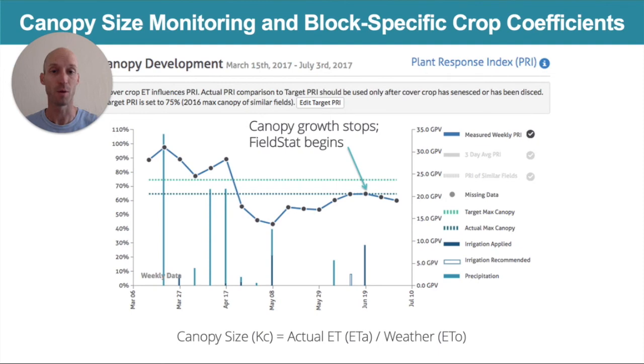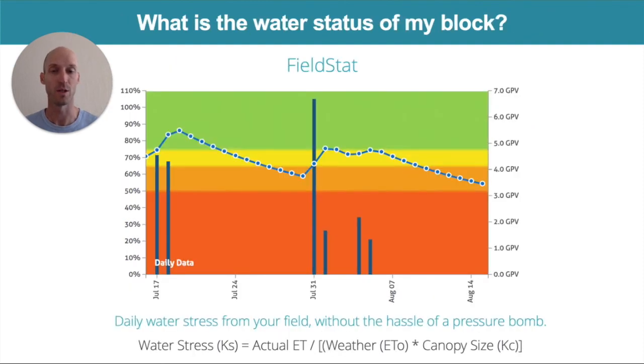When we have the crop coefficient for the field, we can now go back to the FieldStat equation, which I described in the previous video, and we can plug that crop coefficient value into the denominator in the FieldStat equation. We can now tell growers the water stress of the field is equal to the actual water use compared to the reference ET times the crop coefficient of the field.